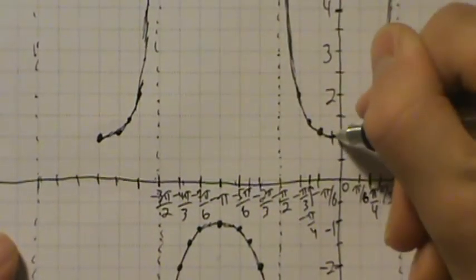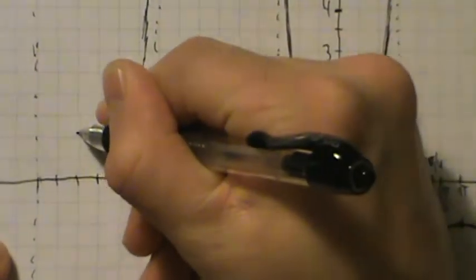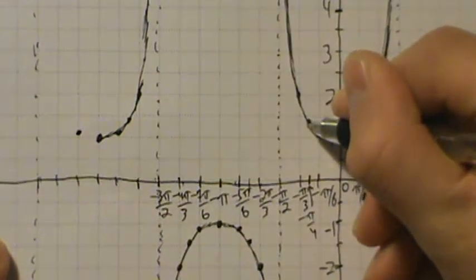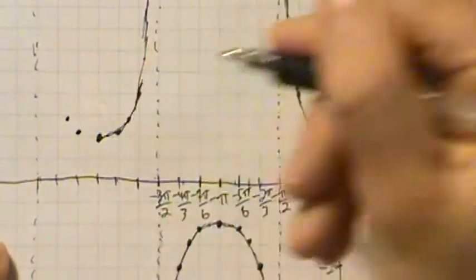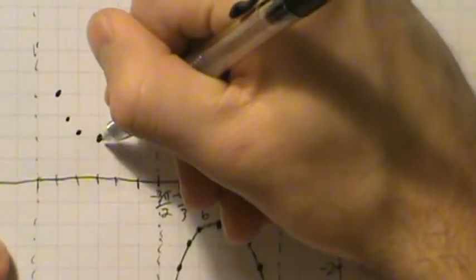And then likewise, this point right here gets shifted to this point. This point is going to be shifted to this point. And then this point right here is going to be shifted to this point. Then we can fill those in.